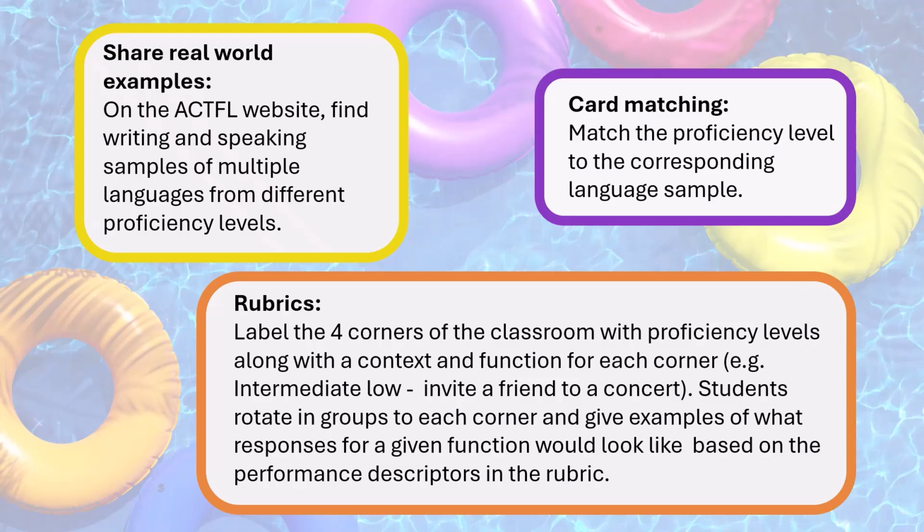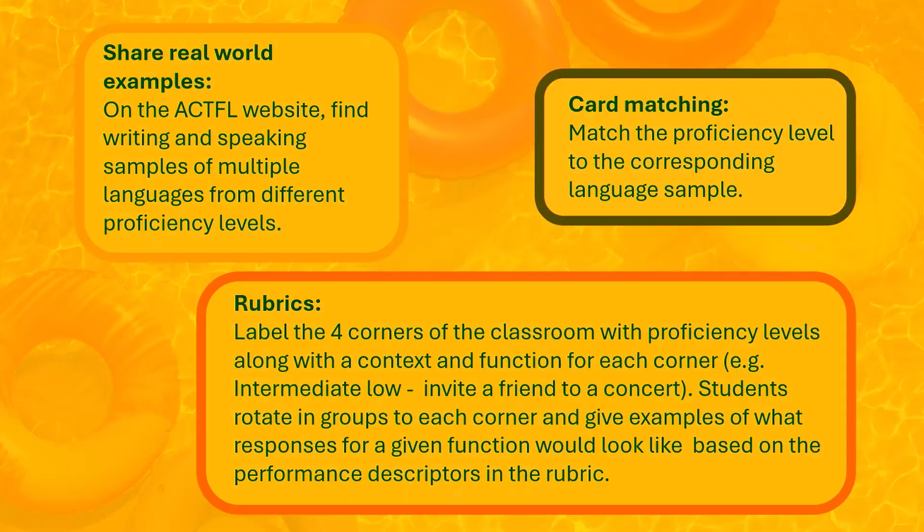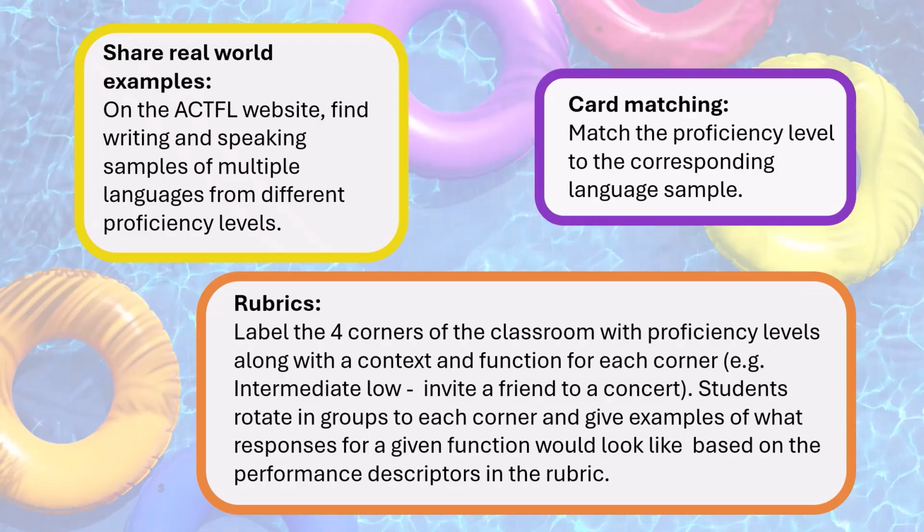So students would work in groups and they would rotate among those four corners. And for that particular corner, they would actually invite a friend to a concert using language that would mirror what an intermediate low speaker would provide. And then after that, students can discuss what language they produced, why did it have these characteristics, and how do those characteristics match up with what would be expected of an intermediate low speaker.